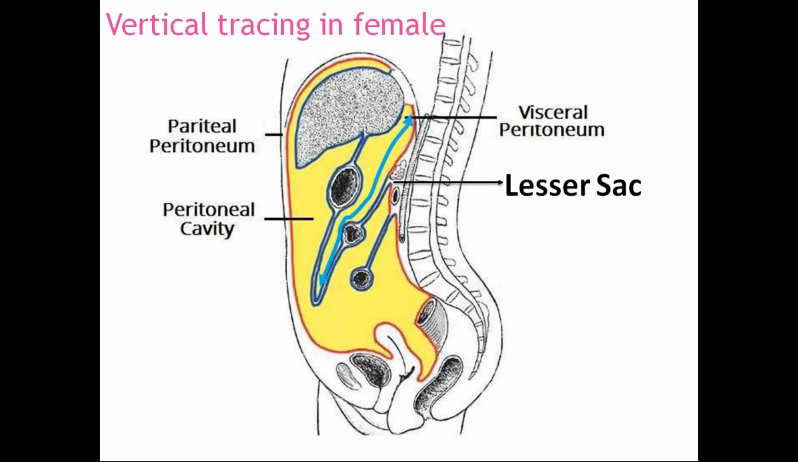Okay. So before going into this, what is this space or pouch? This is the vertical tracing in female. You can see the rectum, uterus, and vesico-uterine pouch. Okay, good. So what about this pouch? Name of the pouch? Recto-uterine pouch. Okay, good.